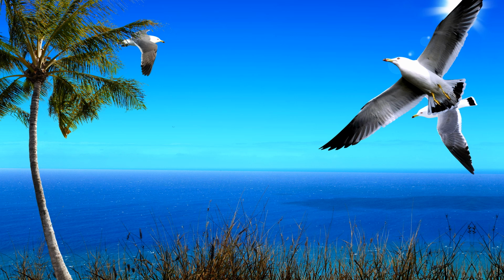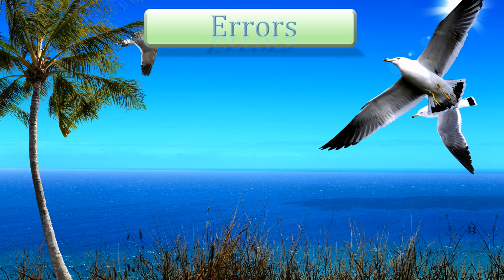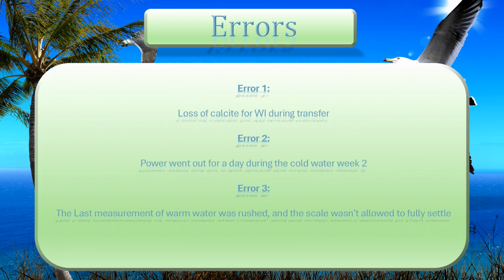Now let's move on to errors. As Hannah Montana once said, everybody makes mistakes. So error 1, the one that I've been talking about, loss of calcite during the warm intermediate transfer. As I pour it into the vacuum filter, I have to scrape that calcium out and dry it. So calcium was lost.